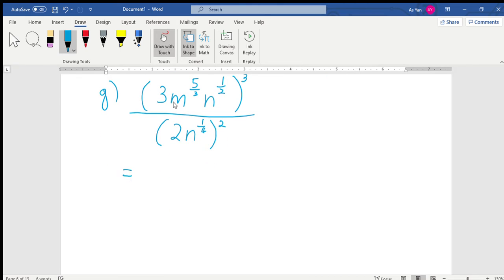So let's solve. Simplify. This is 3 to the power of 1, 1 must times with 3, so 3 to the power of 3, followed by m. 5 over 3 times 3 we can cut, so what is left is only 5, so m to the power of 5. And then n to the power of 1 over 2 times with 3, so 3 over 2, over 2 square. 1 times 2, 2 square. Then n, 1 over 4 times 2 becomes 1 over 2.